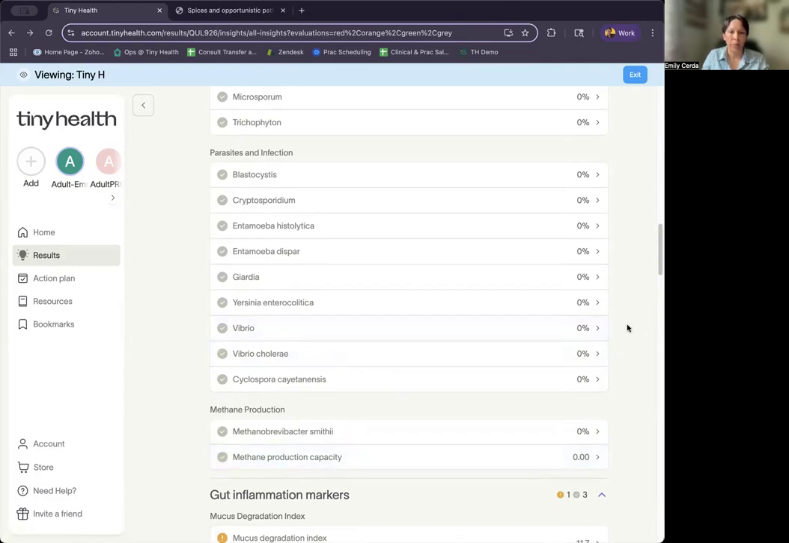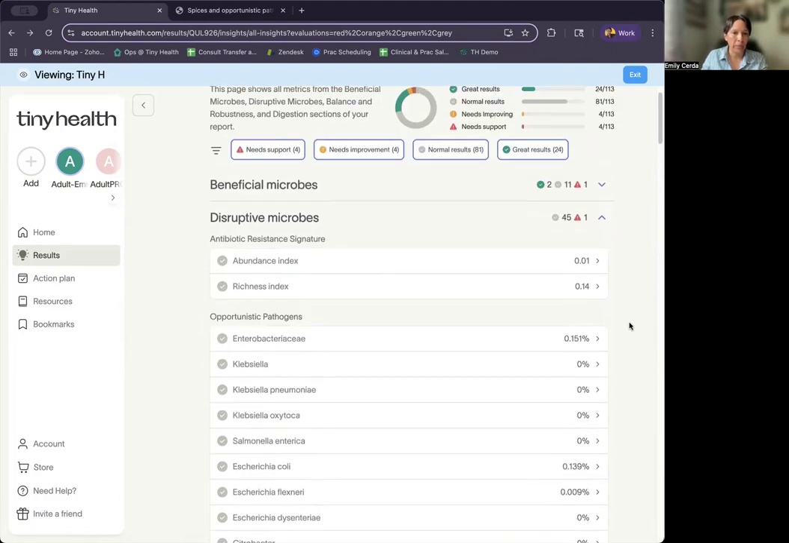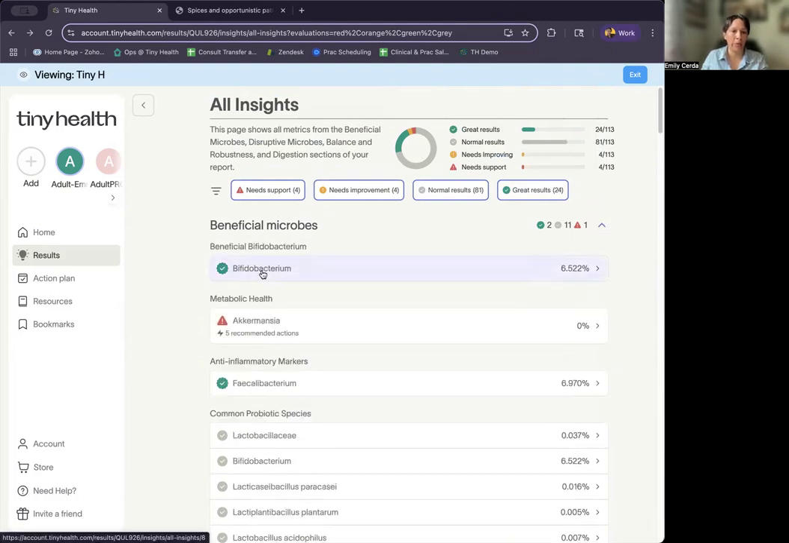Okay, I hope this is helpful. Again, looking at the disruptives, it's easy to go in there and try to figure out what we want to kill, but we really want to get a sense of the terrain and what the beneficials look like as part of that process. So I hope this has been helpful.